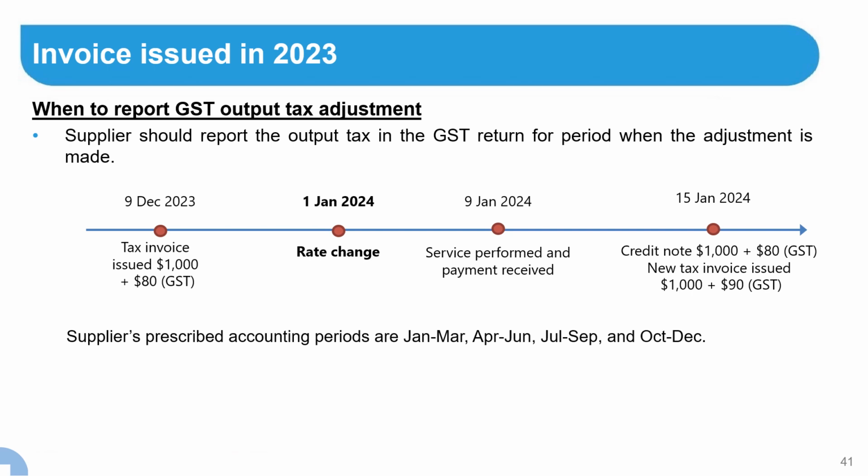Let me illustrate this with an example. Suppliers' prescribed accounting periods are for the periods ended March, June, September, and December, and so the supplier files GST returns on a quarterly basis. The supplier issued a tax invoice for $1,000 and charged 8% GST on 9 December 2023. As the supplier did not receive any payment, nor did the supplier perform any service before 1 January 2024, the supplier is required to issue a credit note and a new tax invoice by 15 January 2024.